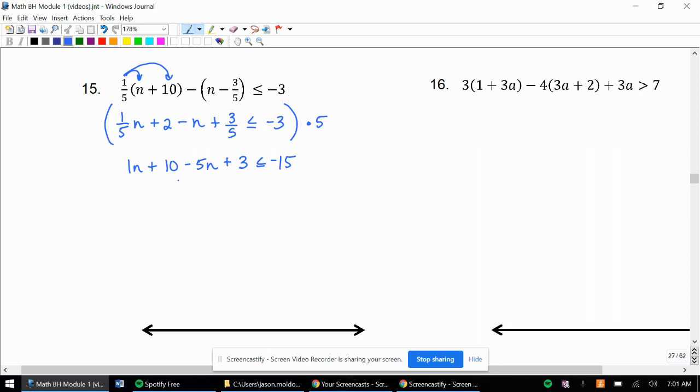Next, I'm going to combine like terms. Negative 4n plus 13 is less than or equal to negative 15. And our inequality sign flips again because we're dividing by negative 4.